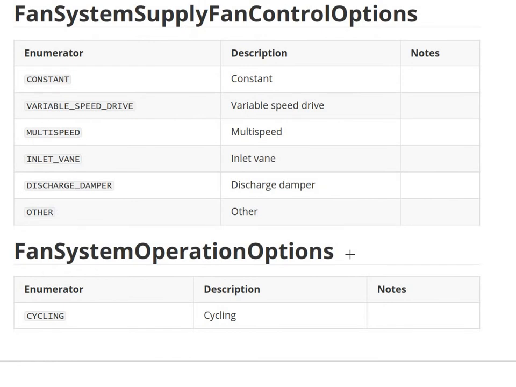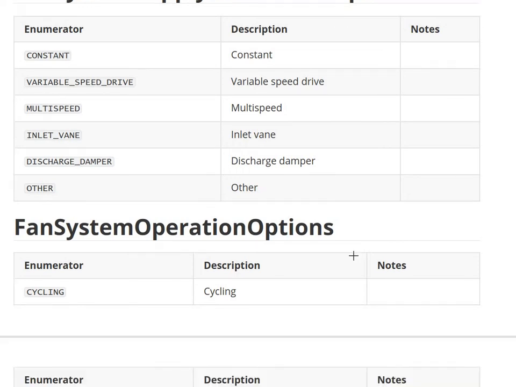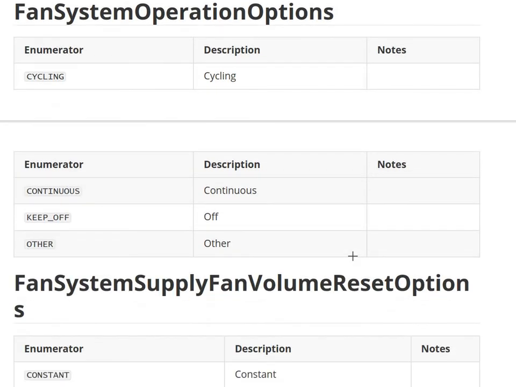Fan system supply fan control options. These are options for the fan control, including constant, and different ways to modulate the airflow rate, including variable speed drive, multi-speed, inlet vane, and discharge damper. Fan system operation options describes the overall type of operation that the fan has, including cycling or continuous, and keep off option would most likely be used when the operation during unoccupied data element is referencing it.